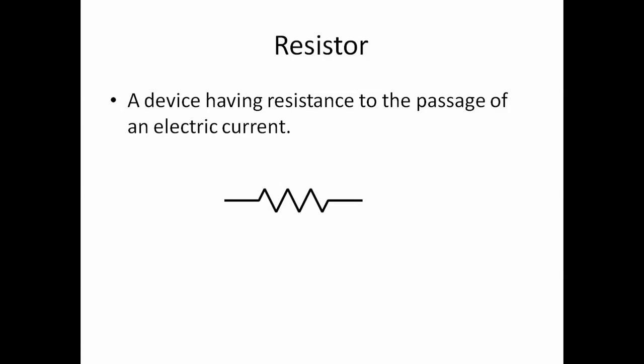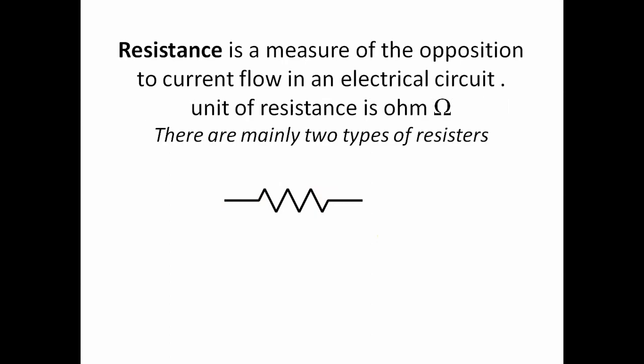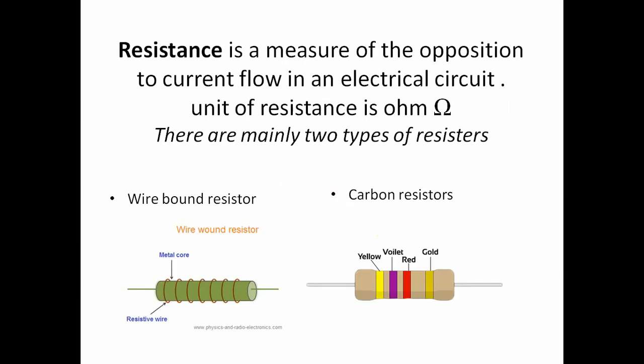This is the symbol of a resistor. It may be a simple wire or any specially designed resistor. Now, the value of a resistor can be measured in the form of resistance. And what is resistance? Resistance is a measure of the opposition to the current flow in an electric circuit.